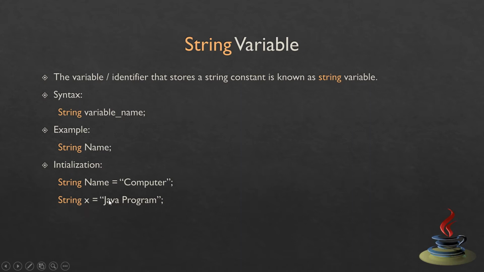So we can store a string value, or string constant, or string literal, in a string variable. If you write computer without double quotation marks, then Java does not understand whether it is a string literal or a character literal. You have to represent it with double quotation marks, then only the Java compiler understands that you are writing a string literal, and that is stored in your name variable. Let's do a simple Java program to understand the string.